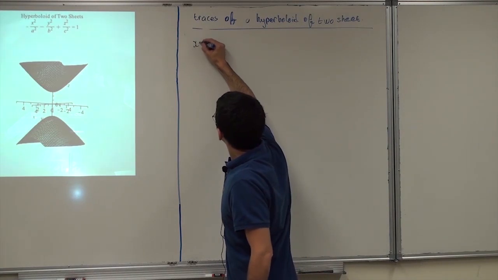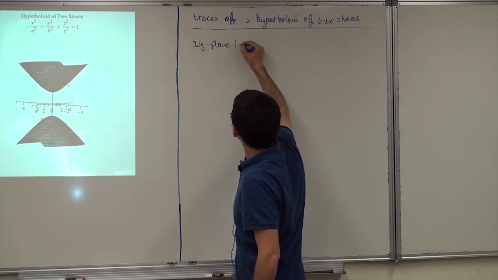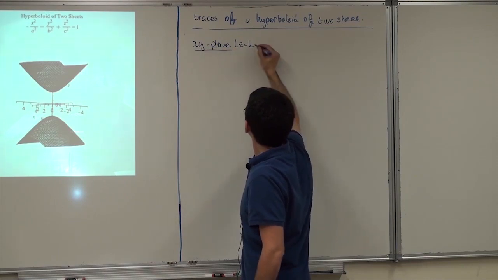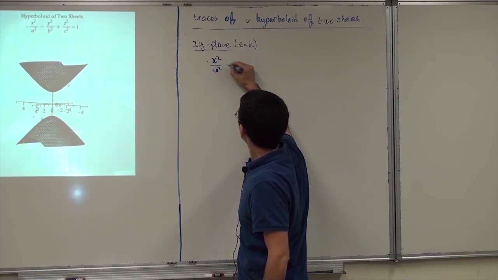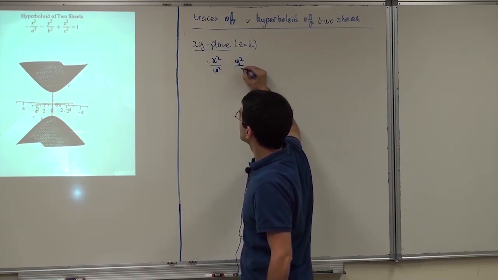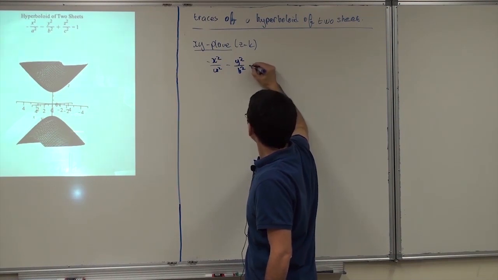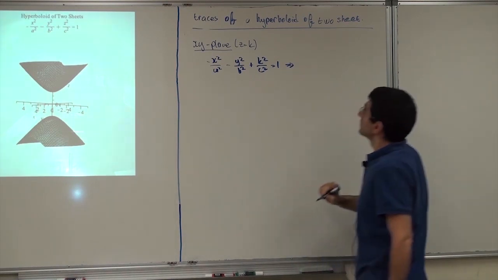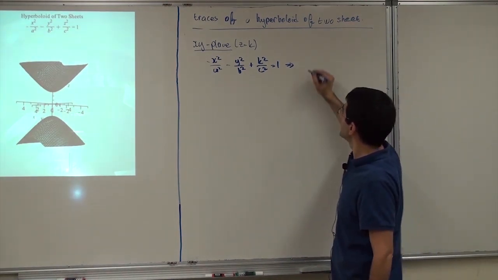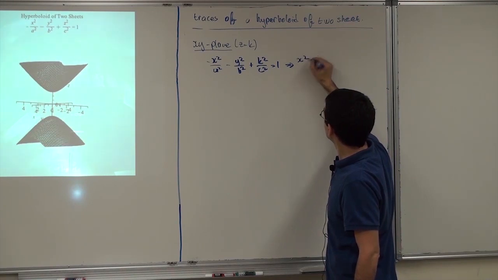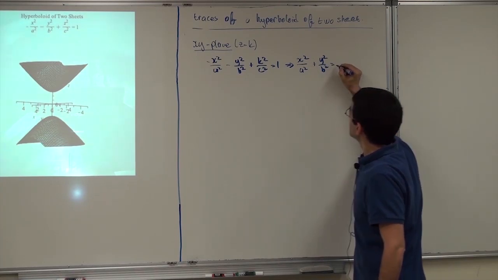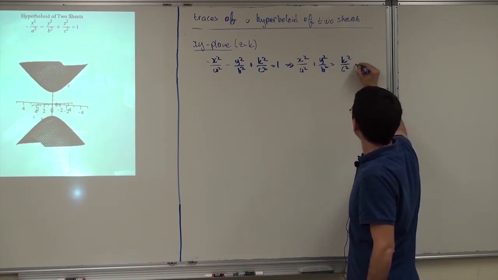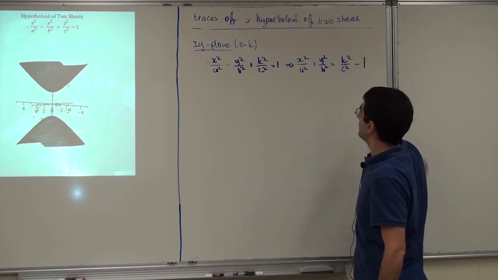Now, let's have a look at the traces of this quadratic surface. We start with the traces along the xy plane. We substitute k for z in the general form of the hyperboloid of two sheets equation. So that's the intersection on the plane z equals k. We rewrite it as follows: x squared over a squared plus y squared over b squared is equal to k squared over c squared minus 1.